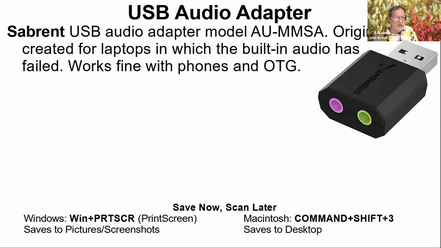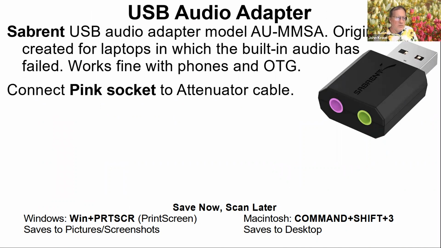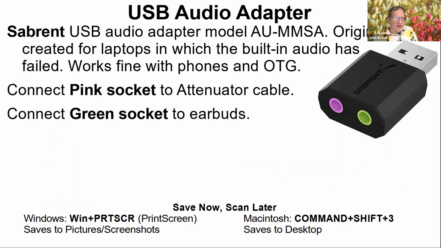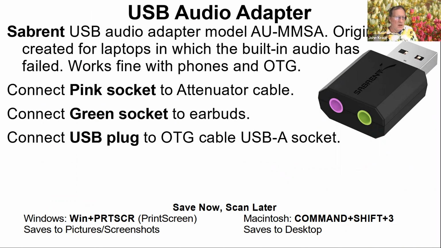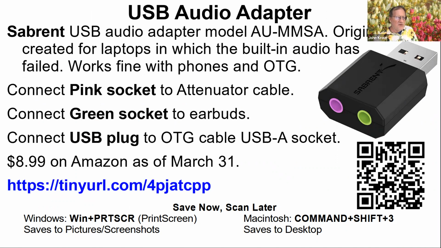Here's the USB audio adapter. It's made by Sabrent, and it has the connectors that I mentioned: a pink one for the attenuator cable, a green socket for earbuds, and a USB plug for connection to an OTG cable. And it was $8.99 on Amazon as of March 31. Here's the URL and the QR code containing that URL for that product page. You can save this now for use later on after the presentation.